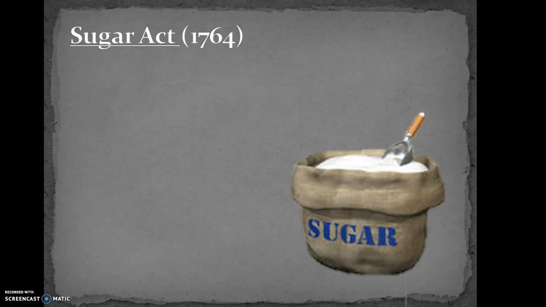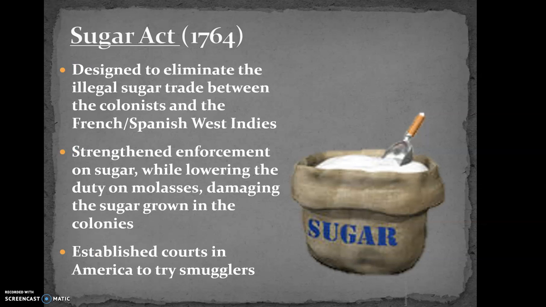Now, this was a tax on sugar, molasses, wine, even coffee. And this was a tax that they never had to pay prior to. So you can imagine what outrage they had when all of a sudden after the war they had to pay these taxes that they never had to pay before.